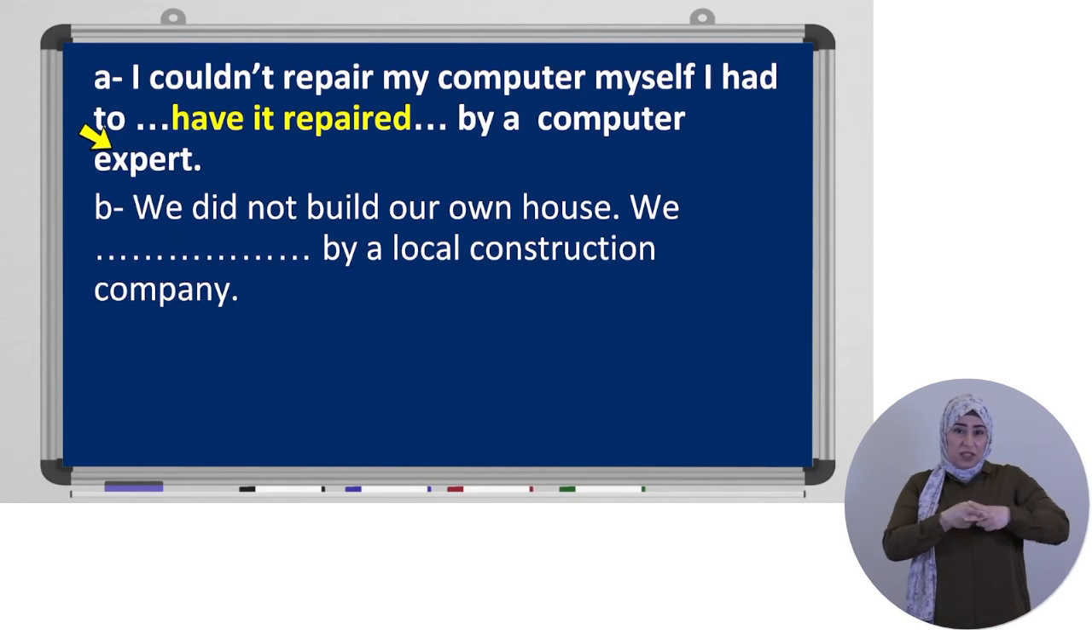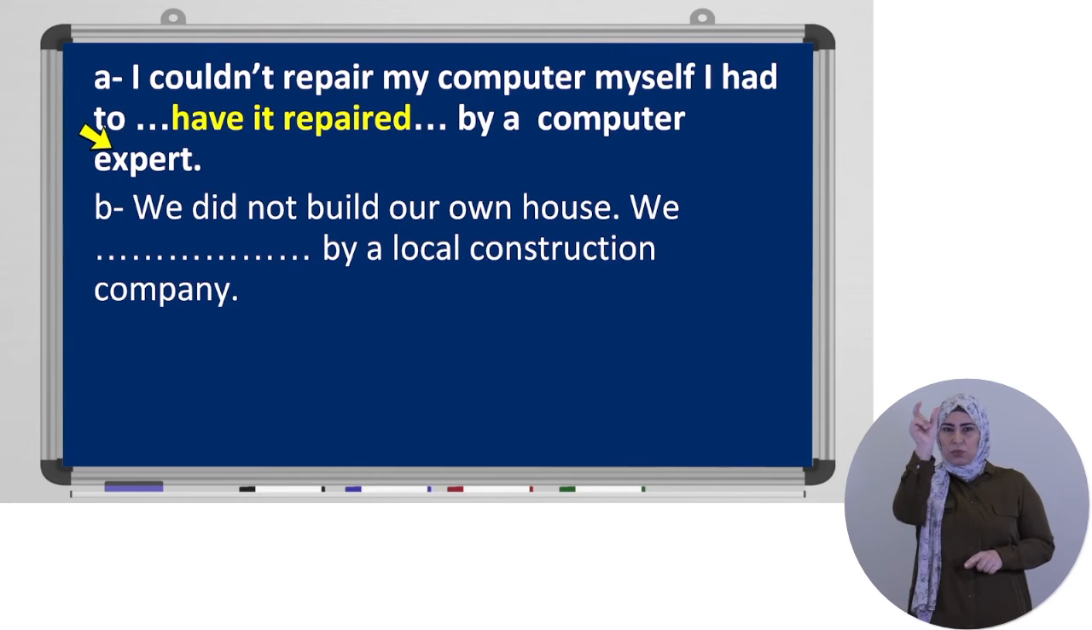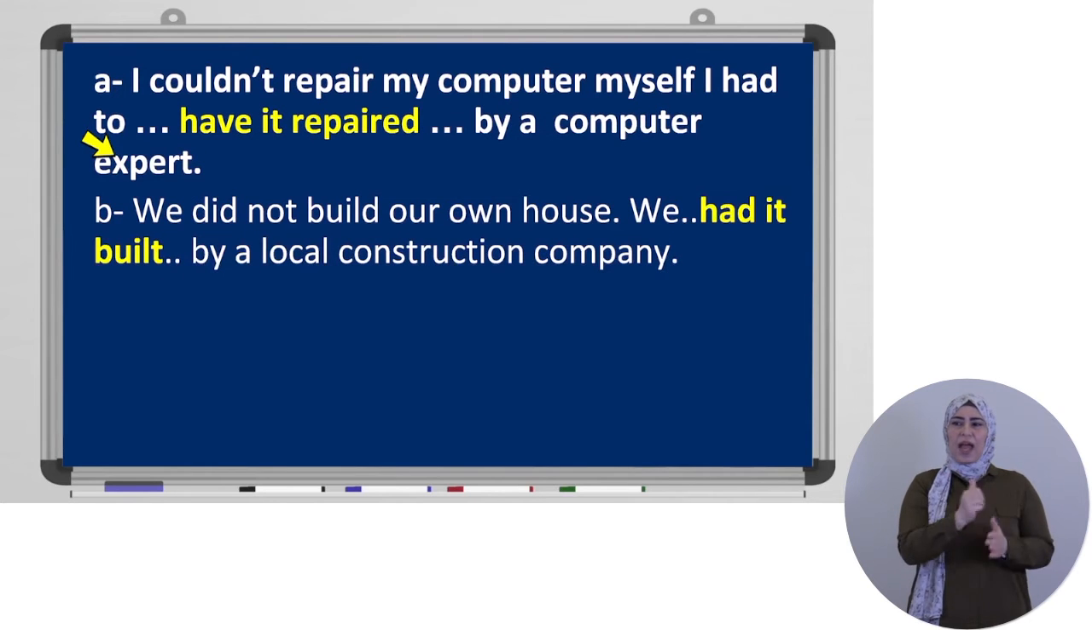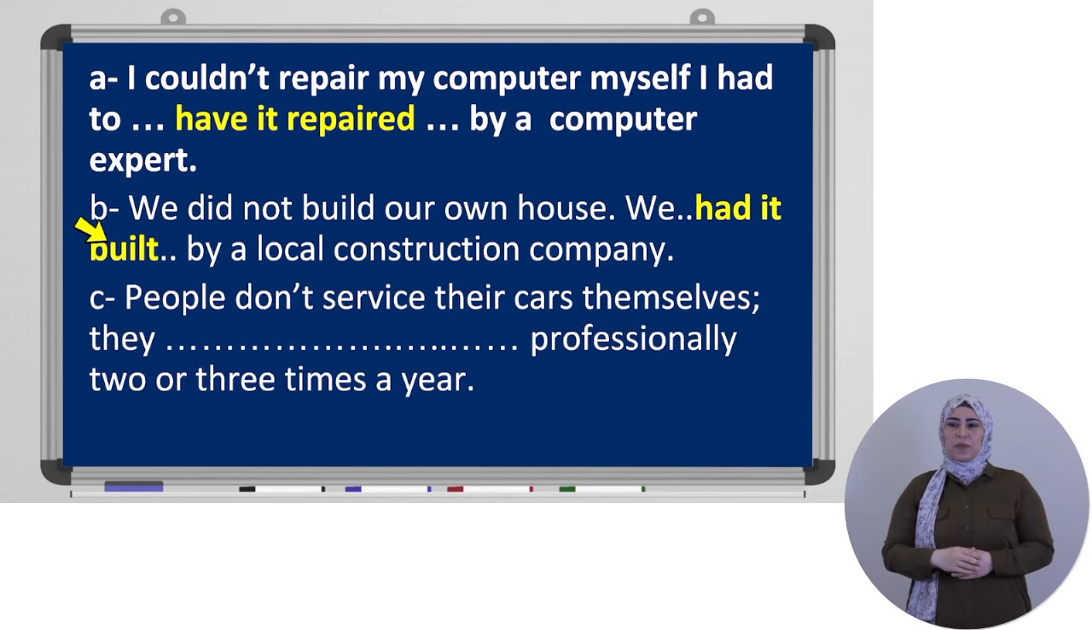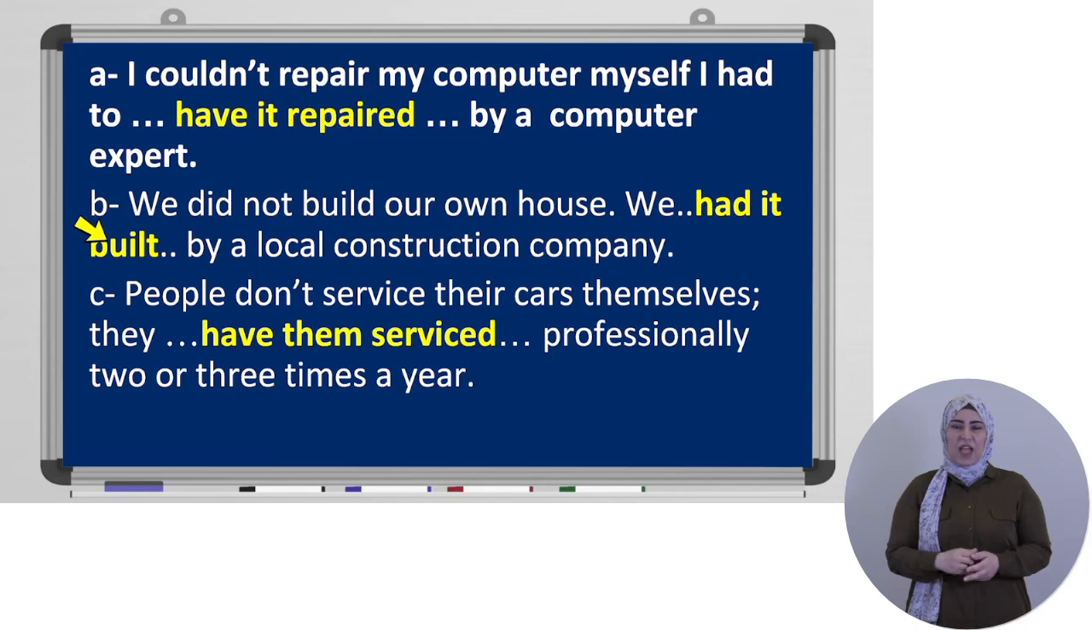Let's look at B. We did not build our own house. So they did not build the house. We're going to be using build. This is our verb. We had it built by a local construction company. Excellent. Let's look at C. People don't service their cars themselves. So here, what verb are we going to be using? We're going to be using service, because people don't service their cars themselves. They have their cars serviced, or they have them serviced professionally.